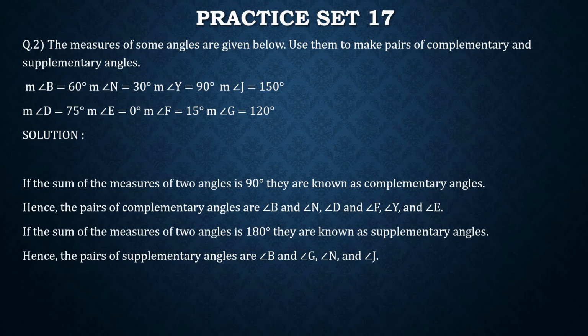Next pair is major angle N and major angle J. Major angle N is 30 degree and major angle J is 150 degree. So 150 degree plus 30 degree is equal to 180 degree. Hence they are also a pair of supplementary angles. Hence the pairs of complementary angles are angle B and angle N, angle D and angle F, angle Y and angle E, and the pairs of supplementary angles are angle B and angle G, angle N and angle J.